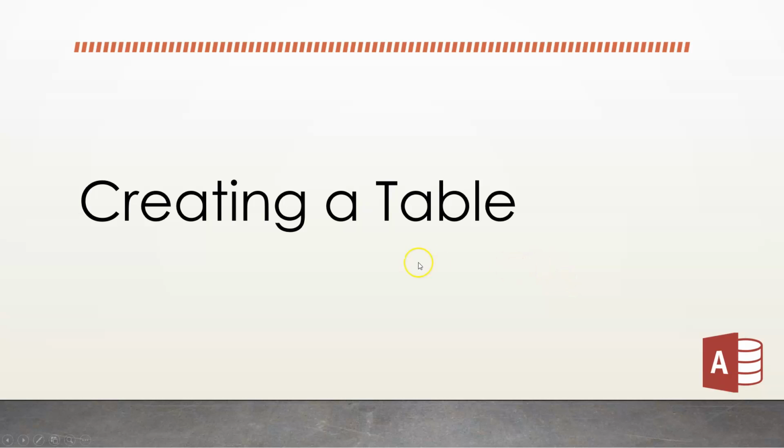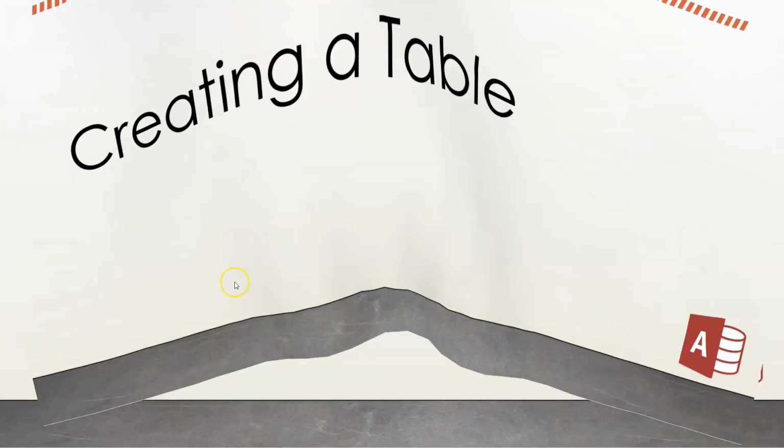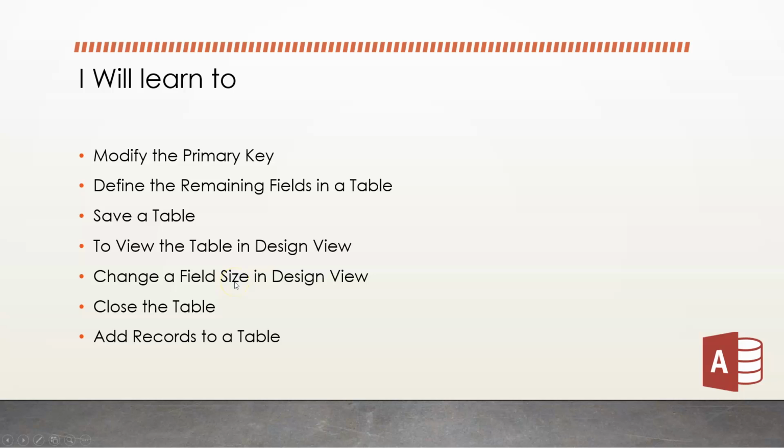It's now time to create a table. What we're going to do in this video is a bunch of things. We're going to modify the primary key. We'll talk a little bit about what that means. Create the remaining fields in the table using our datasheet view. We'll also look at this in design view. We'll save the table, and then we'll add some records to the table.